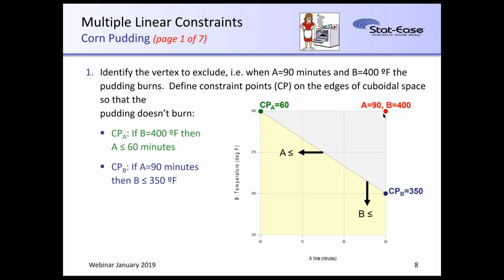temperature. Then I say, if I'm at the longest time, what's the highest temperature I can use? And we say, well, if we're going to be in the oven for 90 minutes, the highest temperature we can use is 350 degrees. So that becomes my constraint on temperature. Now, those 2 points define a line, and that's our linear constraint. So we always want the time to be less than that line and the temperature to be less than that line. So we want to be to the left and below that line in all of our experiments.